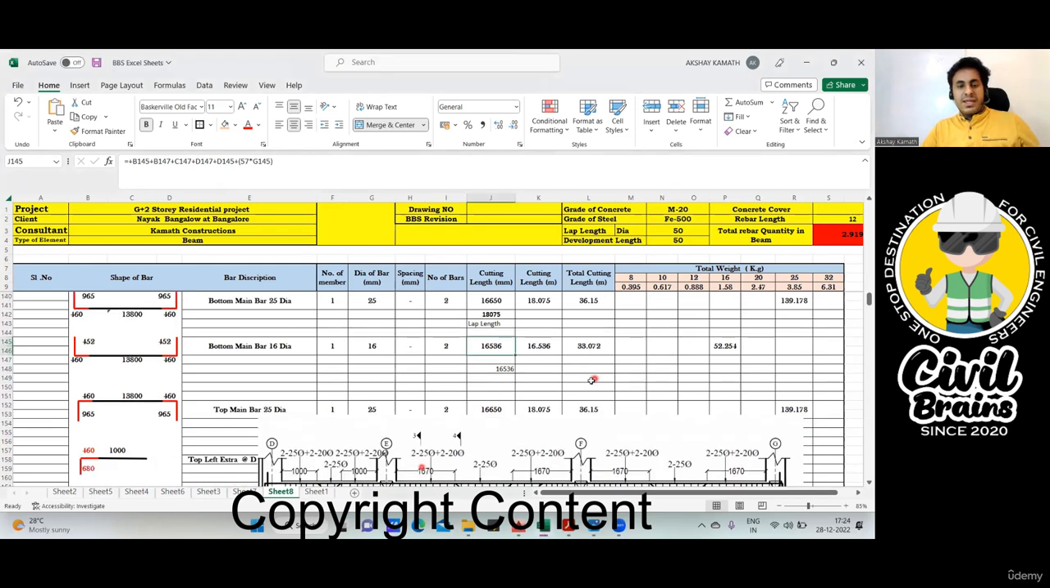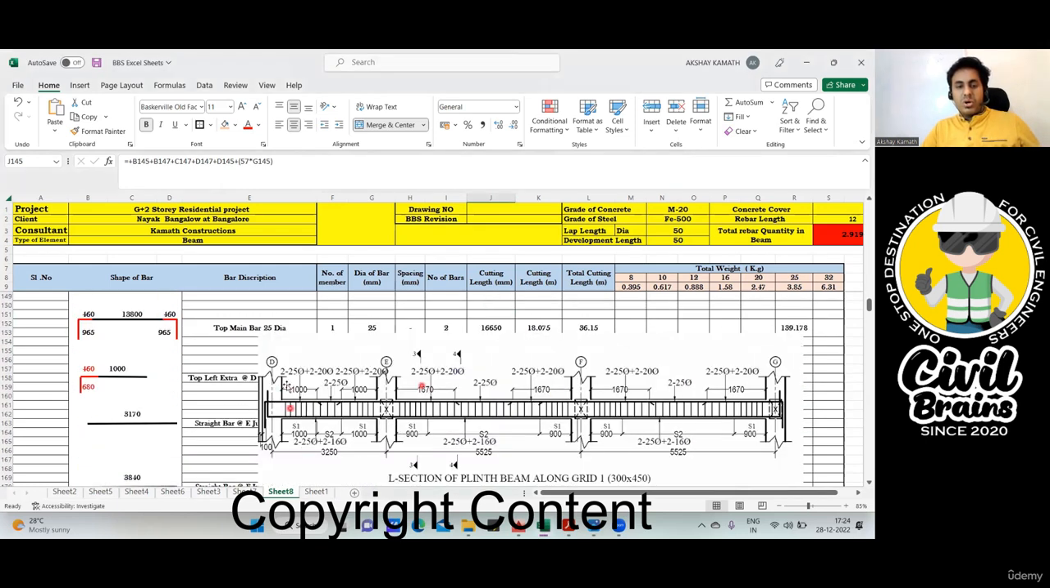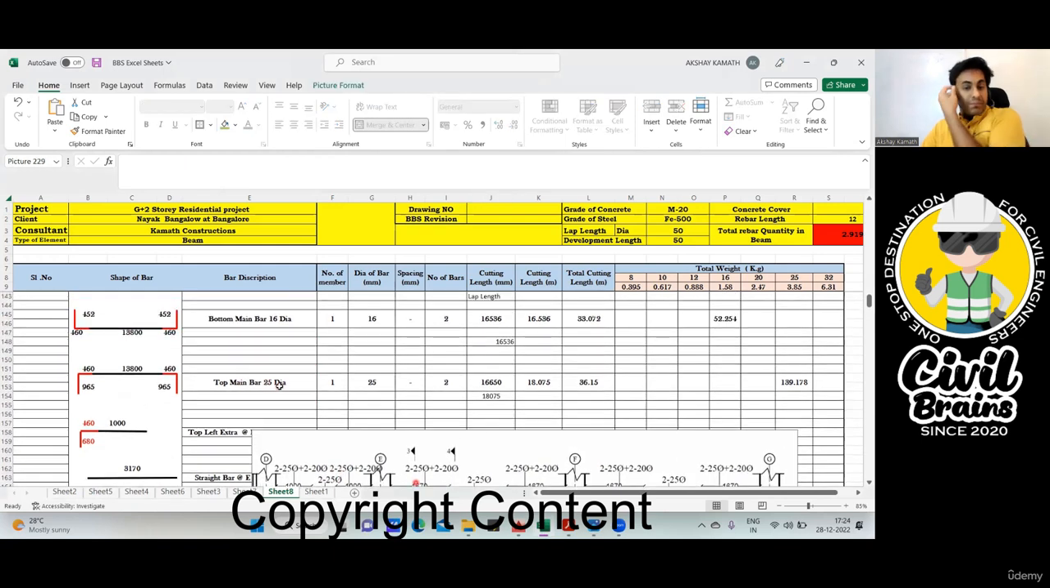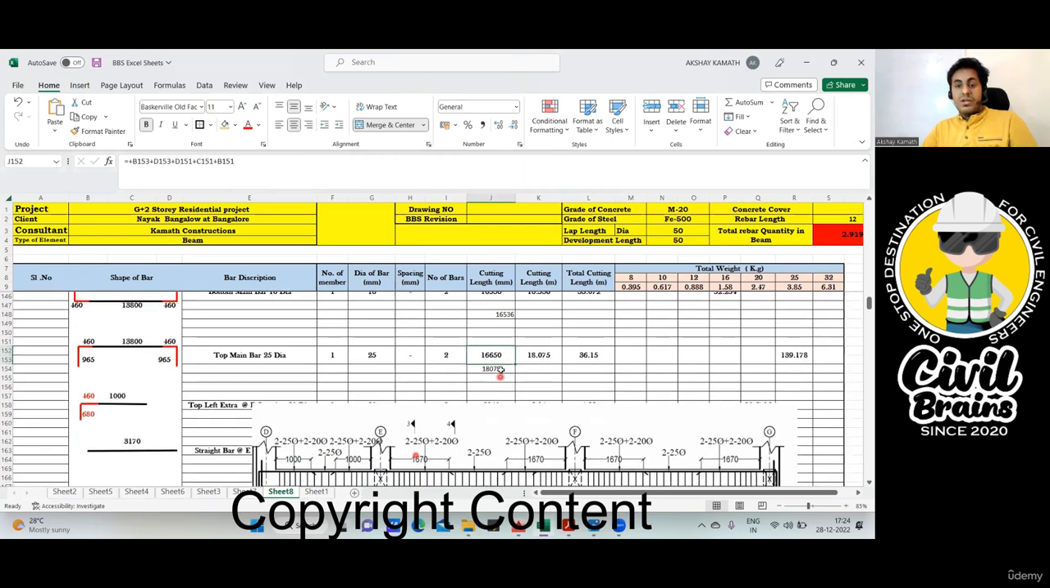This is also done. Next, once my bottom is done, I have come to the top. On top, only my 25 diameter 2 bar will go in the straight. So I've written here top main bar 25 dia, 2 bar. Cutting length is the same. Rest all things you do. This is coming out to be 16.650, which is greater than 12 meter. So I've taken one lap length plus 57 into D, and you see the total cutting length is 18.075. This is total cutting length, and then this is total weight.